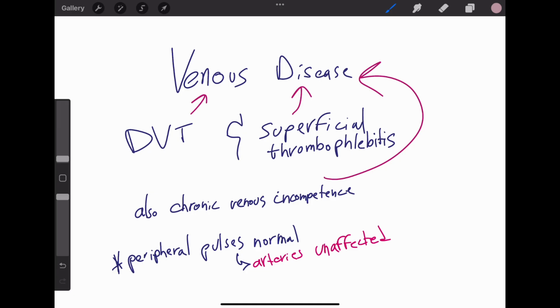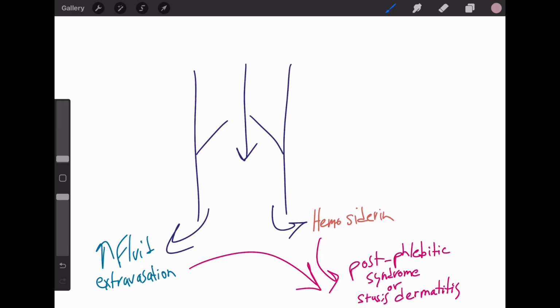In terms of pathophys and skin changes, in valvular incompetence, the hydrostatic pressure builds in the peripheral veins and venules. This leads to the extravasation of fluid and hemosiderin. This causes the skin discoloration over time and is often described as brown edema. On exams, you may also see this as post-phlebitic syndrome or stasis dermatitis.